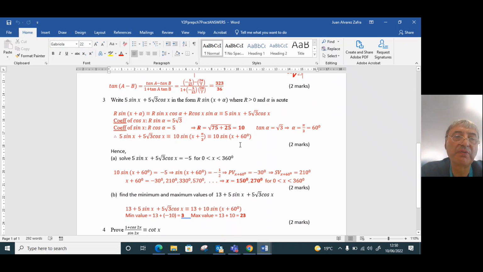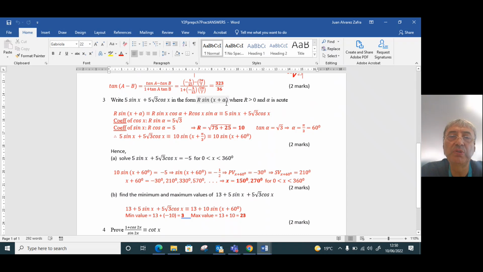So we want to write down 5 sin x plus 5 root 3 cos x in the form r sin(x + α). It's always possible to do this, as long as the frequency of sin x and cos x are the same. In other words, if it's x here and x there, that's fine, or 2x here and 2x there, that's fine. They have to have the same multiple in front of x. We can always write it in this kind of way.